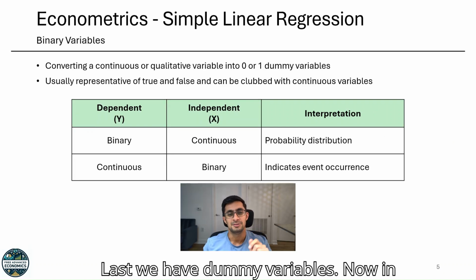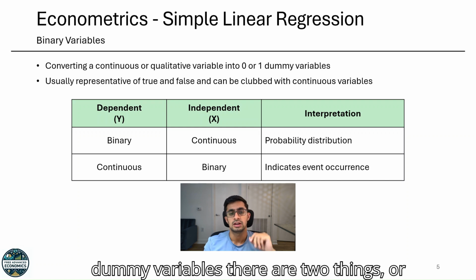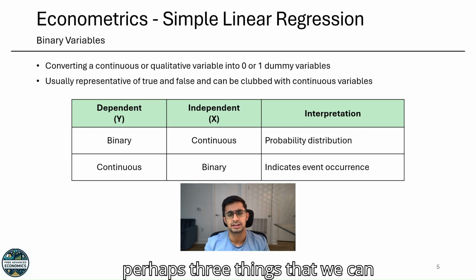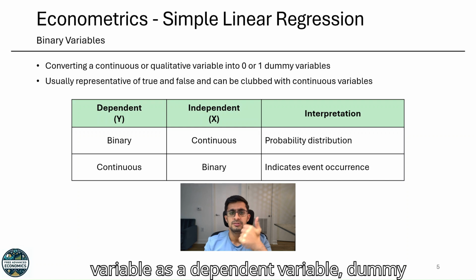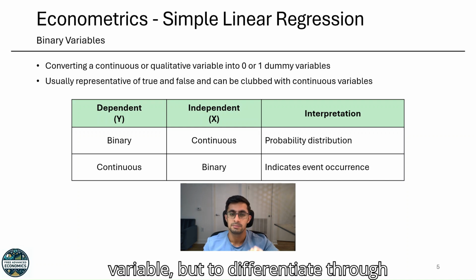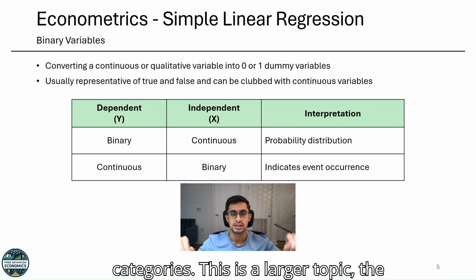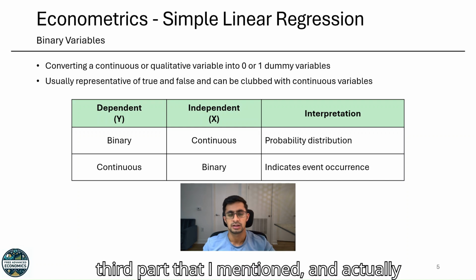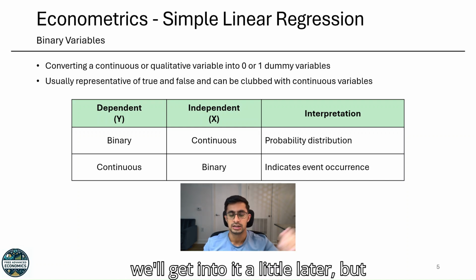Last, we have dummy variables. Now, in dummy variables, there are two things or perhaps three things that we can essentially do. We can use a dummy variable as a dependent variable, dummy variable as an independent variable, and dummy variable as an independent variable, but to differentiate through categories. This is a larger topic, the third part that I mentioned, and hence we'll get into it a little later.